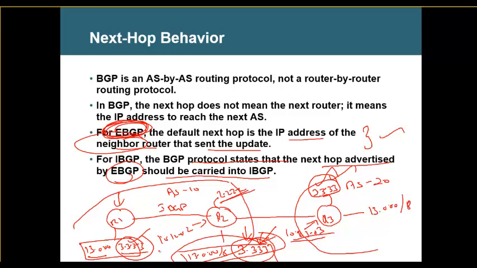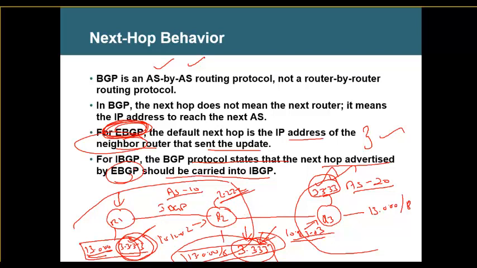BGP is an autonomous system by autonomous system routing protocol. So if router 1 receives this 13 network, it should know from which autonomous system it is coming, and the ID to reach that autonomous system. According to autonomous system 10, autonomous system 20 is identified as 3.3.3.3. So it is carried inside IBGP.